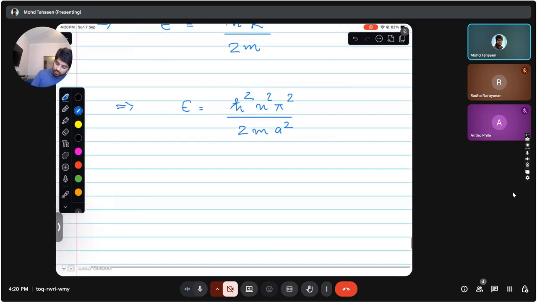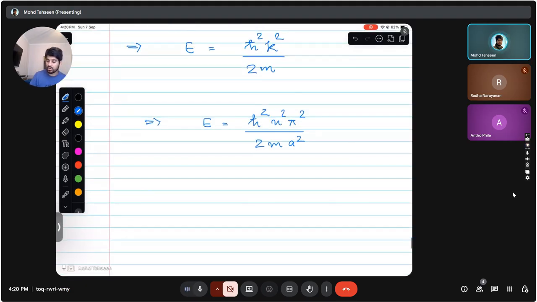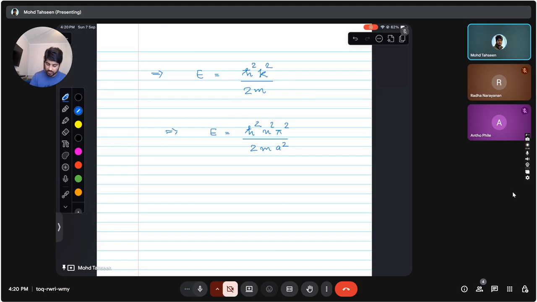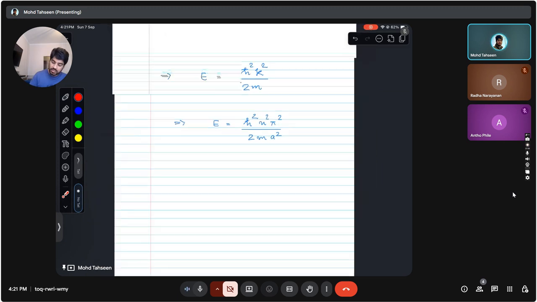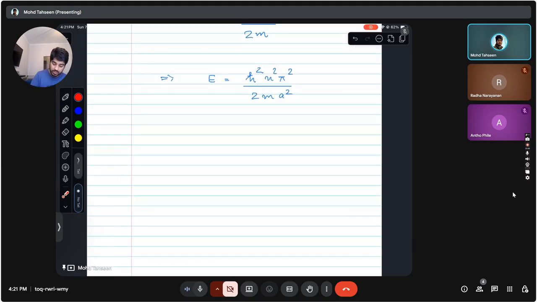Okay, so we see that the energy is quantized now. This electron cannot take any value of energy. It can take value of energy which depends on this quantum number n, right? This is actually the principal quantum number for this electron, right? So with increasing value of n, the energy increases, right? And this is discrete, it's not a continuous energy.